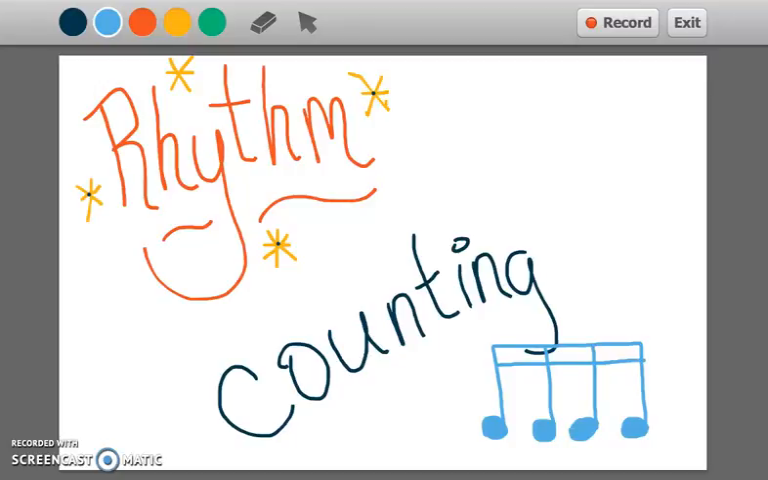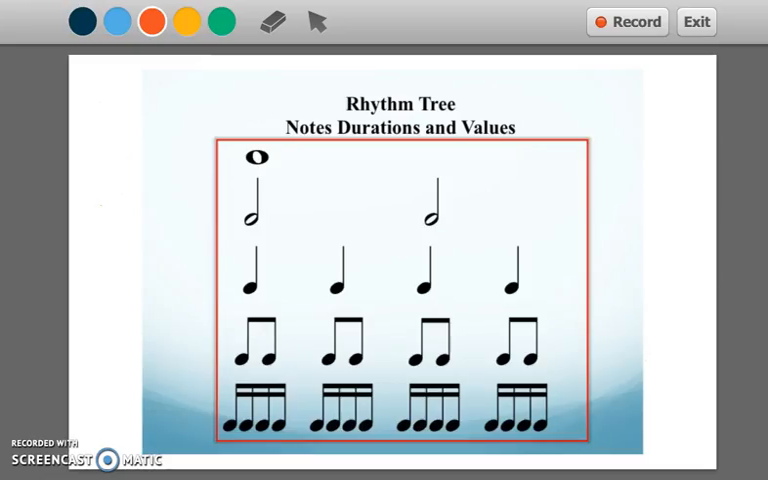Rhythm, counting, it all goes together in music. You have to understand how to read it. Today's lesson, we are going to continue on talking about smaller rhythmic values.